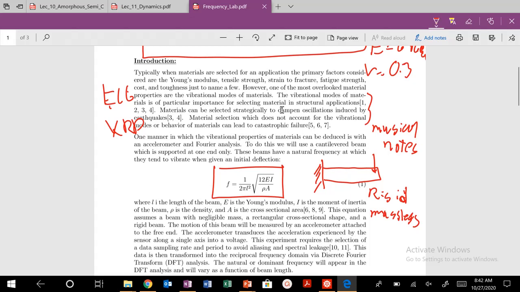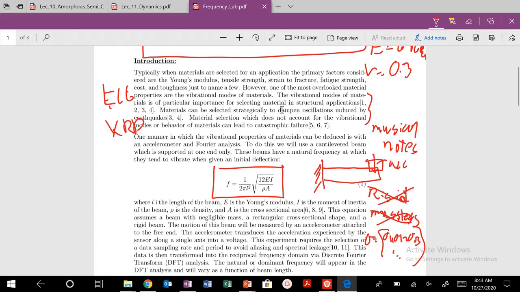Is our beam rigid, for example? No, it's elastic. There's going to be some stress tensor and some strain tensor, et cetera, associated with it. So this is an elastic material, so it is not rigid. Is it massless? No, there's some mass to this beam. Additionally, in this experiment, we place an accelerometer.